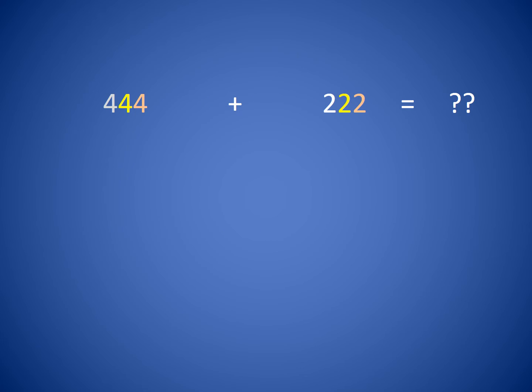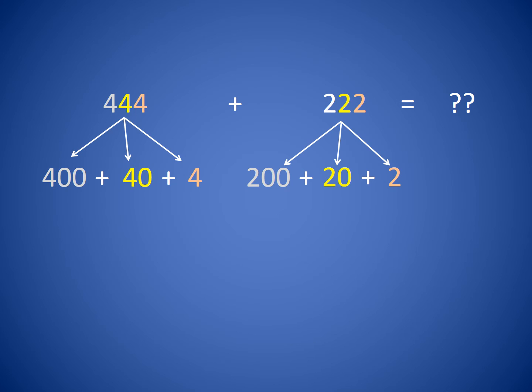All right, let's raise the bar here a little bit. Let's try three-digit numbers. 444 plus 222, it's the same process. 444 is 400 plus 40 plus 4. 222, 200 plus 20 plus 2.